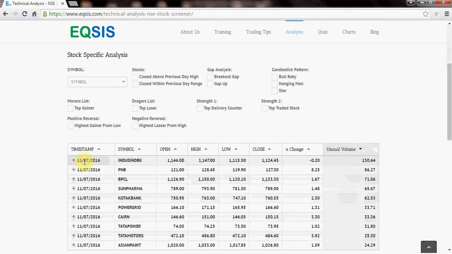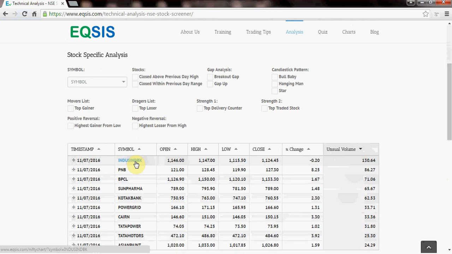Now, on 11th July 2016, IndusInd Bank comes under the first preference based on the volume parameter. This is displayed here because, although a lot of companies traded today, this particular company had better volume when compared to its previous range. Look at this now.